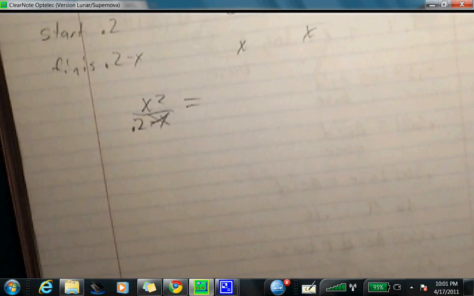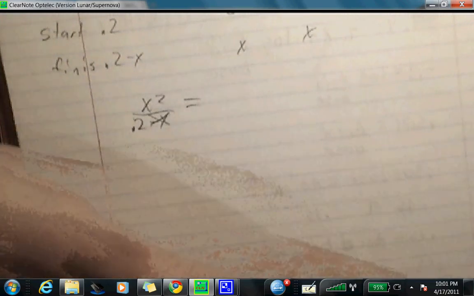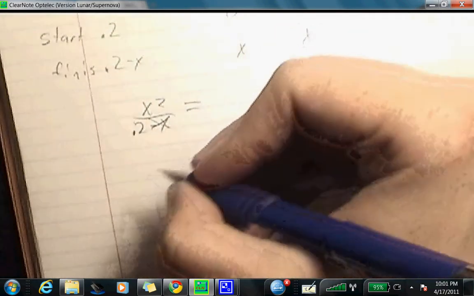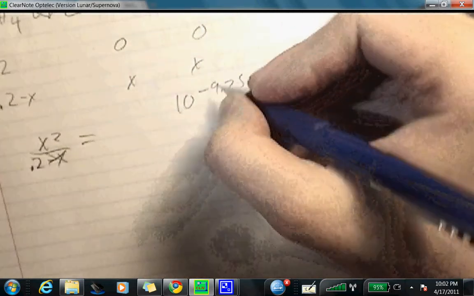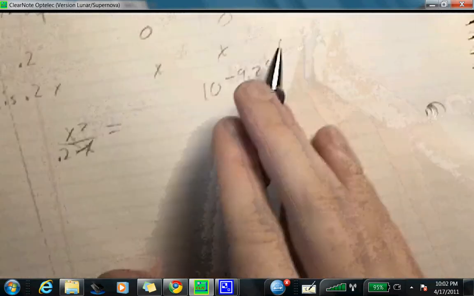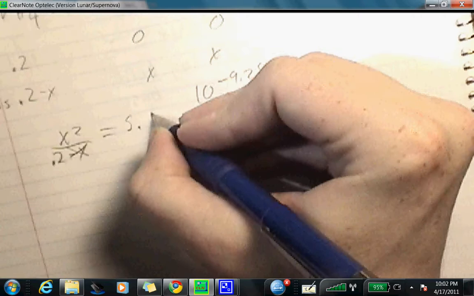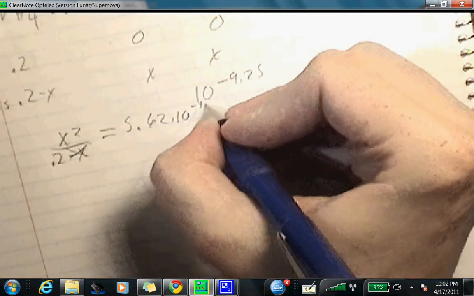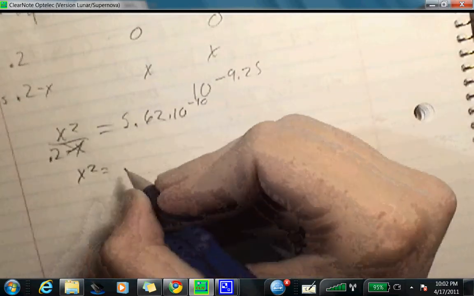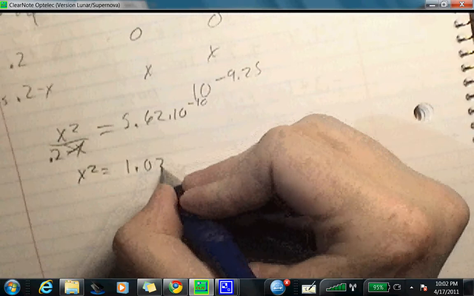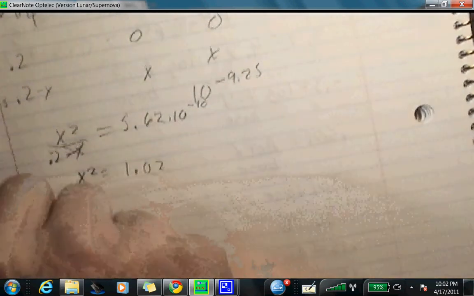And that Ka will be 10 to the negative 9.25. So we raise base 10 to the negative 9.25, and we get 5.62 times 10 to the negative 10th. Okay, multiply this by 0.2. 1.02, I believe. 1.12, I'm sorry.